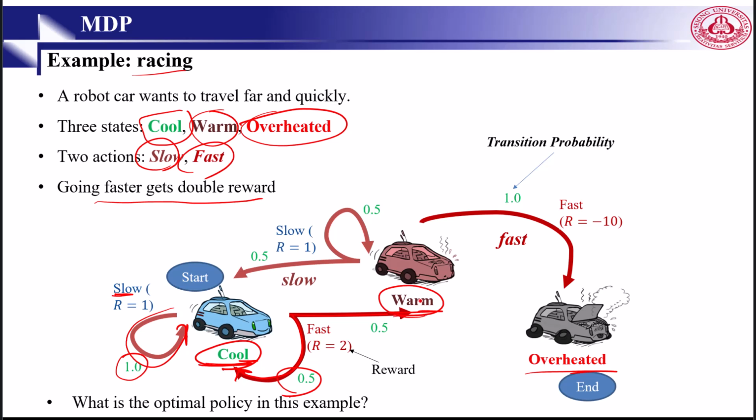If the car is in the warm state and it goes fast, 100% it will go to overheated. If the car is in the warm state and it drives slow, with a probability of 50%, it goes back to the cool state, and with a probability of 50%, it remains in the warm state. The question here is, what is the optimal policy in this example?